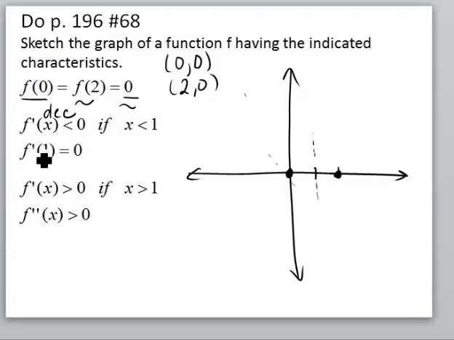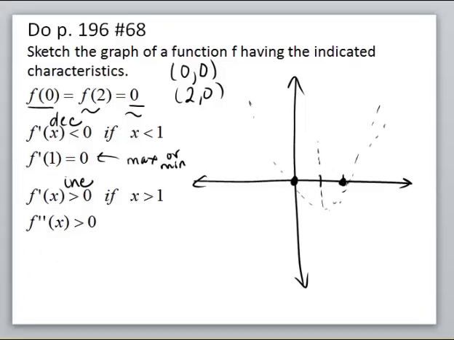It says the slope of the tangent line to the curve at 1 is 0. So that means that this is a max or a min, depending on what's going on. This other part says that the derivative is increasing because it says the derivative is greater than 0. So it is now increasing over here. And then this tells me concavity. I'm going to actually finish this on the next video.